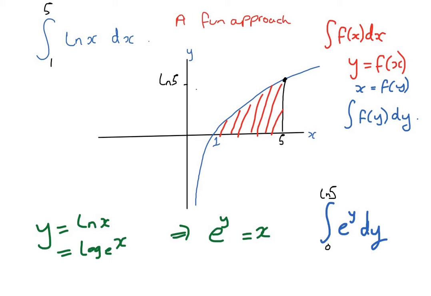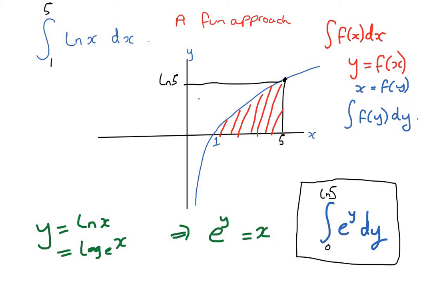Then this integral here is going to give us the following area. So it's the area between the y-axis and the curve. So it's this shaded region here. I hope that makes sense. What we've essentially done is switched around the function log x to make it easier to integrate.